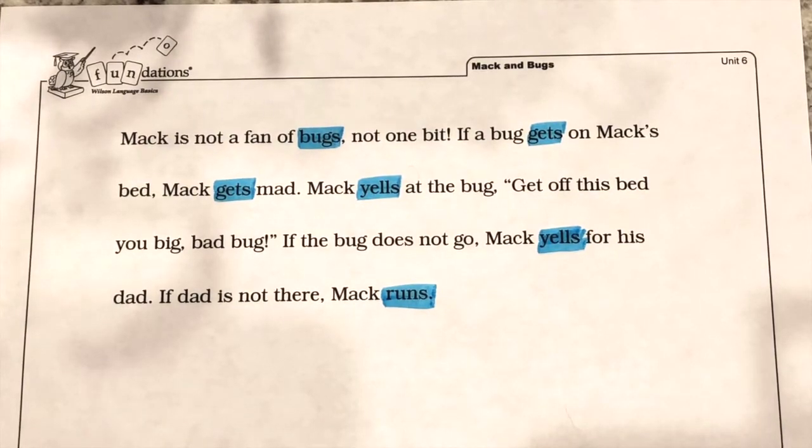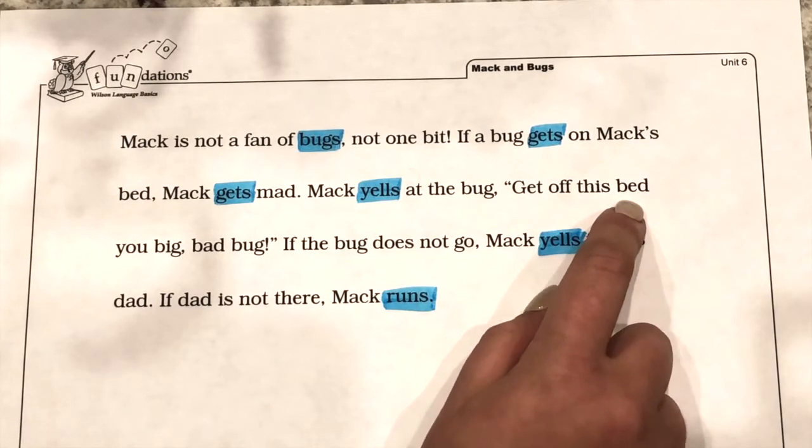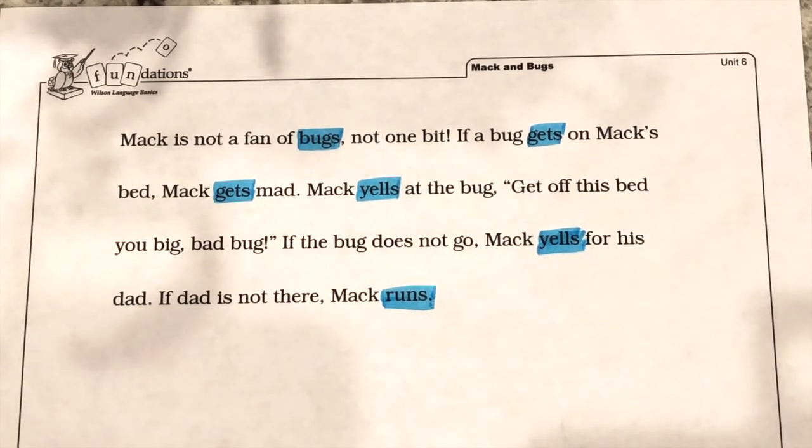Who were the characters in the story? Mac, very good. What was the setting? Where did it happen? Probably in his room because it said something about his bed. What happened in the story? Very good. Mac was not a fan of bugs. He would get mad if he sees them or yell at them to get off his bed. And if his dad's not there to help him, he'll run. Very good, guys.